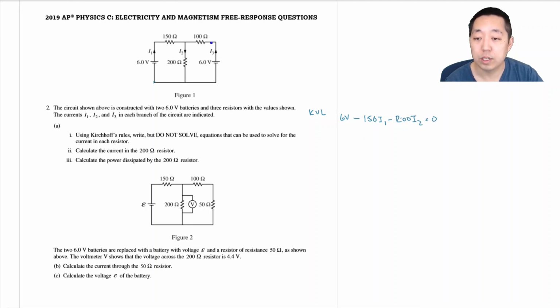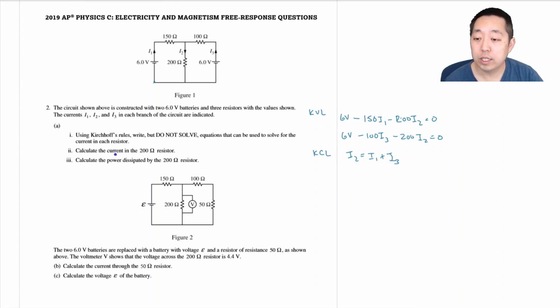Now do this loop here. I'm going to do 6 volts minus 100 I3 minus 200 I2 is also equal to 0. And then I have 3 unknowns and only 2 equations, so I need to relate the currents with KCL, and I can say that I2 is equal to I1 plus I3. So the current coming in equals the current leaving.